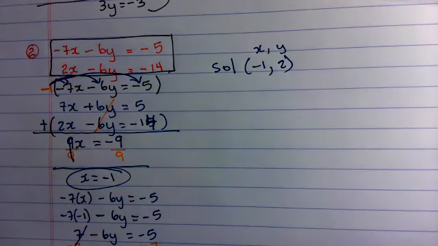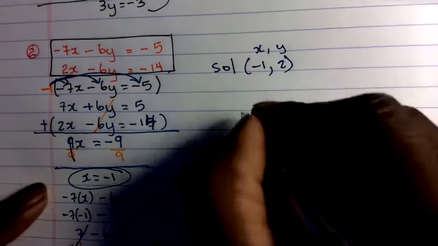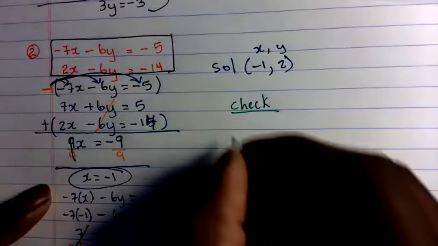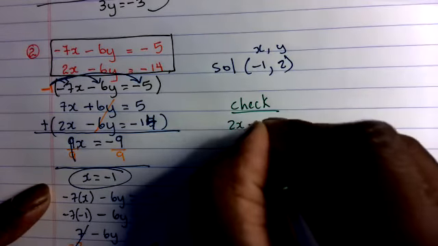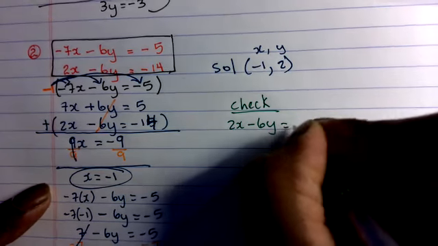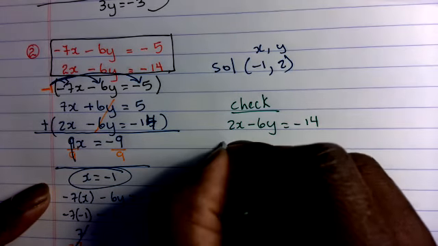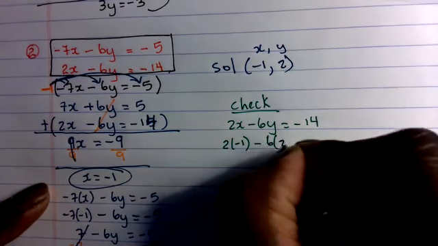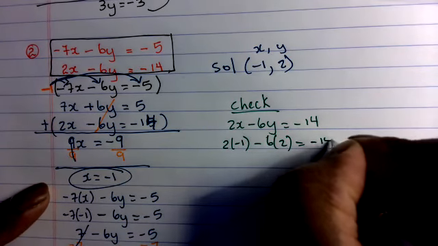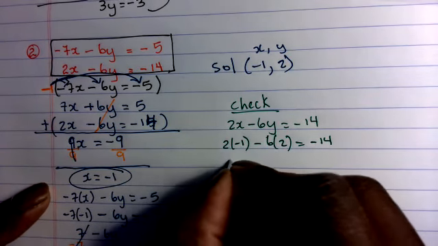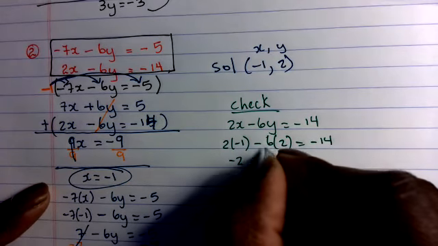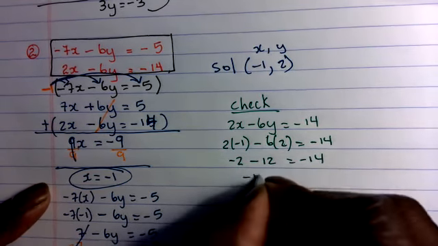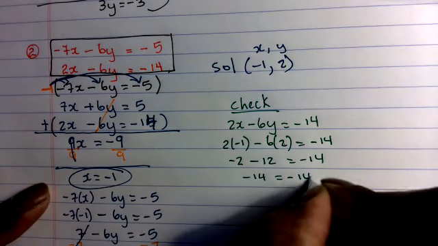But I still want to check to make sure my answer is correct. So I'm going to do my check. I'm going to take one equation, which is 2x minus 6y is equal to negative 14. So it's 2 times negative 1 minus 6 times 2 is equal to negative 14. We have 2 times negative 1 is negative 2, minus 6 times 2 is 12, is equal to negative 14. Negative 14 is equal to negative 14.